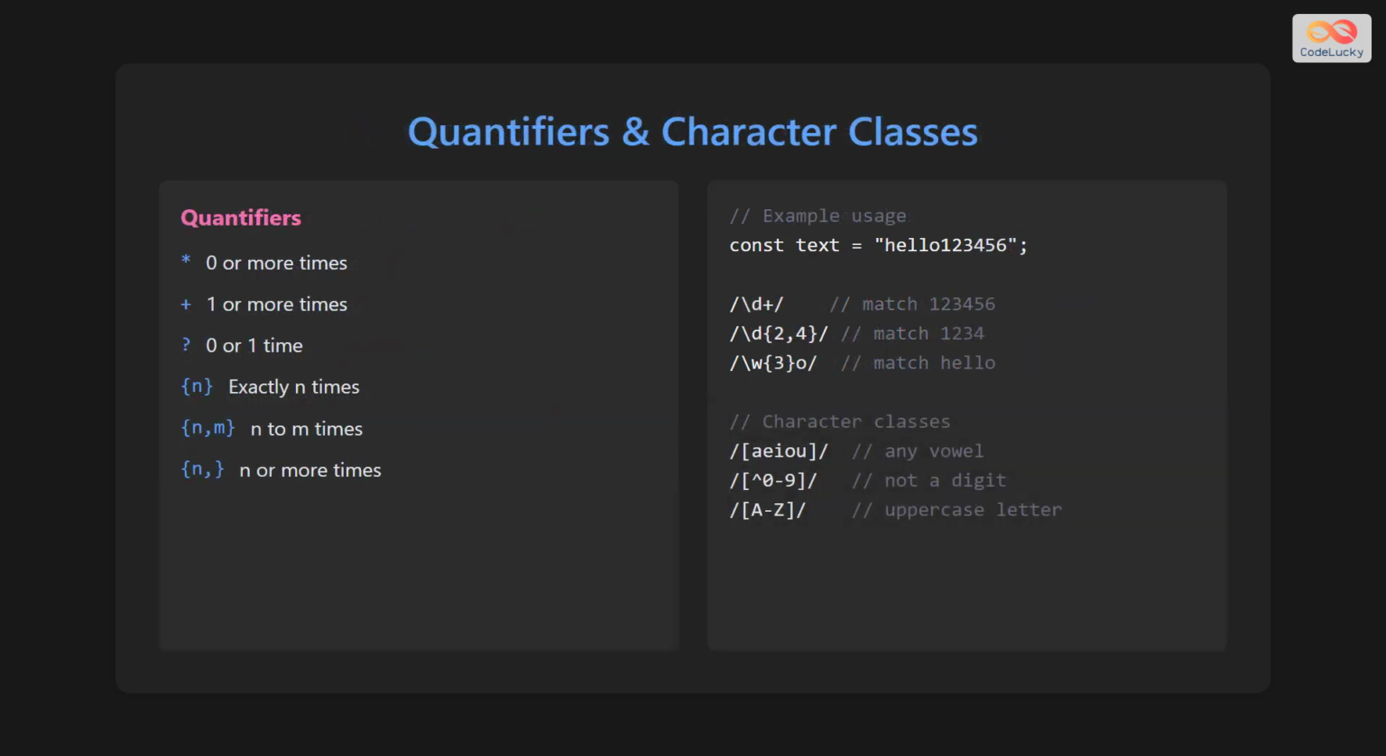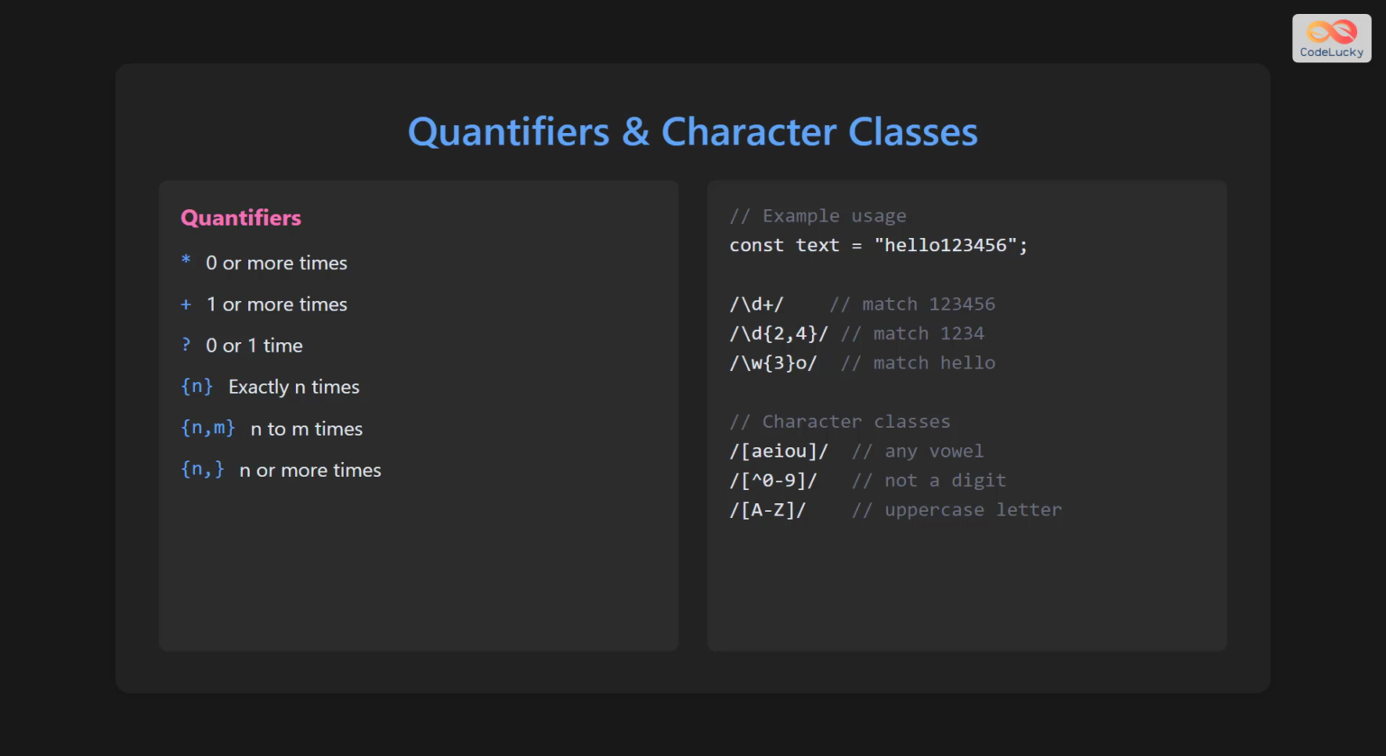Quantifiers specify how many times a character or a group should appear in a string. An asterisk means 0 or more times. A plus sign means 1 or more times. A question mark means 0 or 1 time. Curly braces with a number inside means exactly that many times. Curly braces with two numbers n and m, separated by comma means from n to m times. Curly braces with a number followed by a comma means that number or more times.